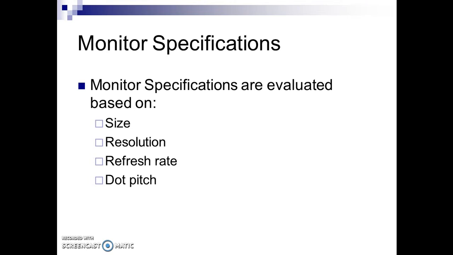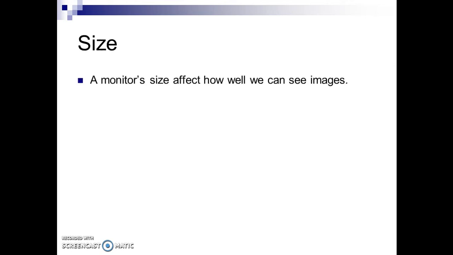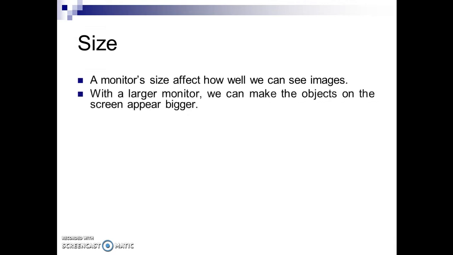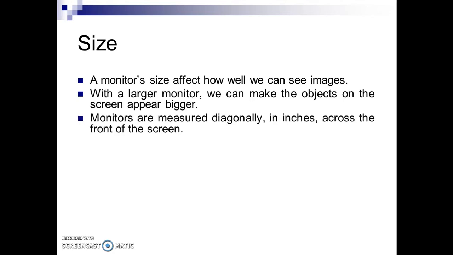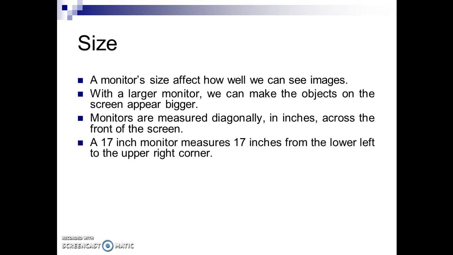Okay, moving on to monitor specifications. We evaluate the quality of monitors based on primarily 4 things: size, resolution, refresh rate, and dot pitch. We can talk about each of these individually very quickly. Size is the obvious one. So obviously the larger the monitor, the better we can see images. The only really important point here is that we measure monitor size typically in inches diagonally across the front of the screen. So a 17-inch monitor is 17 inches diagonally from one corner to the other.